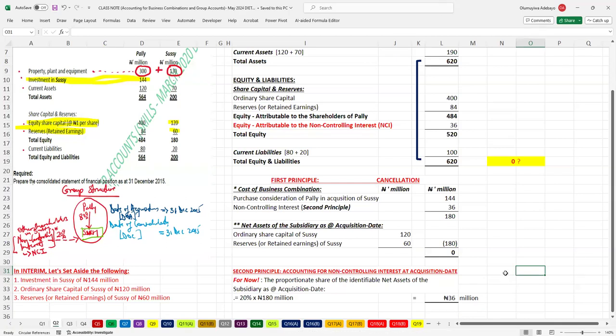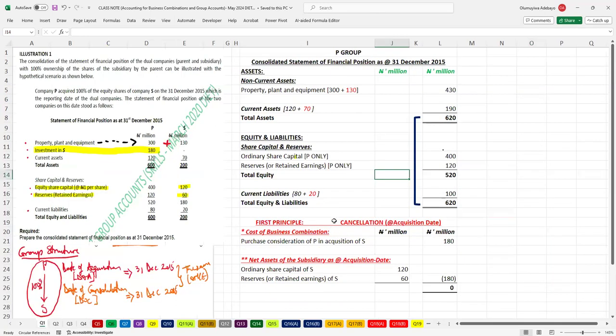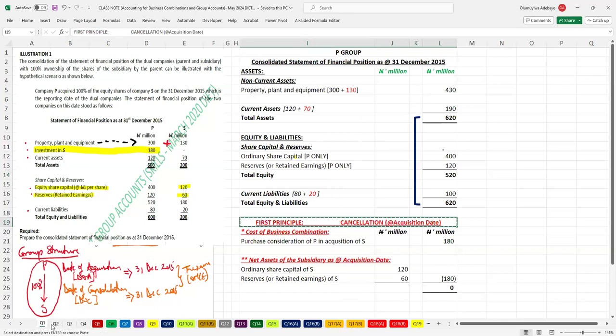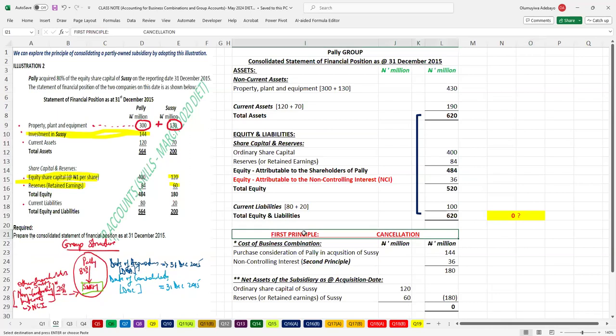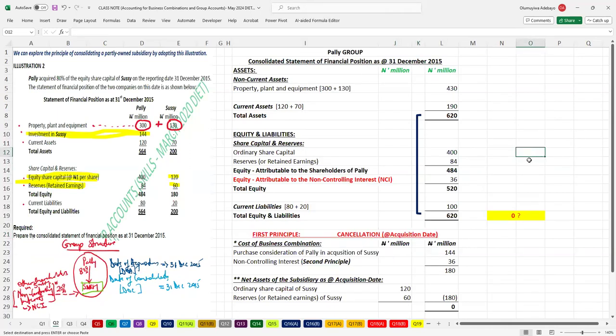Any question at this point? Which means now there will be two principles you come across, at least when you have a partly owned subsidiary. The first is the principle of cancellation, and the second is the principle of accounting for non-controlling interest at the date of acquisition. Any other question?